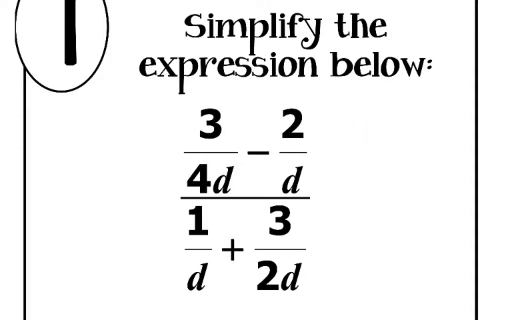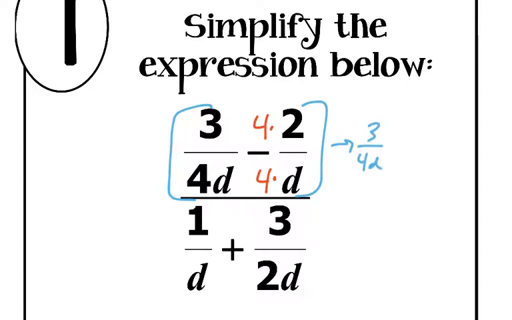All right, let's see how you did. Let's just focus on the top here. I need to find a common denominator between the two of those. I have 4d and I have d. Well, if I multiply the right fraction by 4 top and bottom, that would easily give me my LCD of 4d. So this becomes 3 over 4d minus 2 times 4. We got 8 on top, and there's our common denominator of 4d.